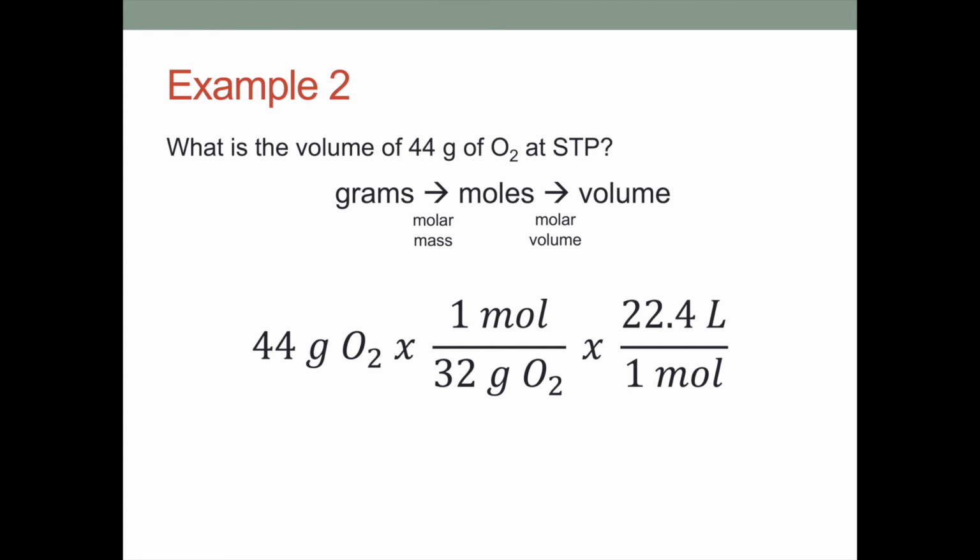Starting with 44 grams of O2, the molar mass of oxygen is 32 grams per 1 mole, and 1 mole is 22.4 liters, specifically at STP. So this is 30.8 liters.